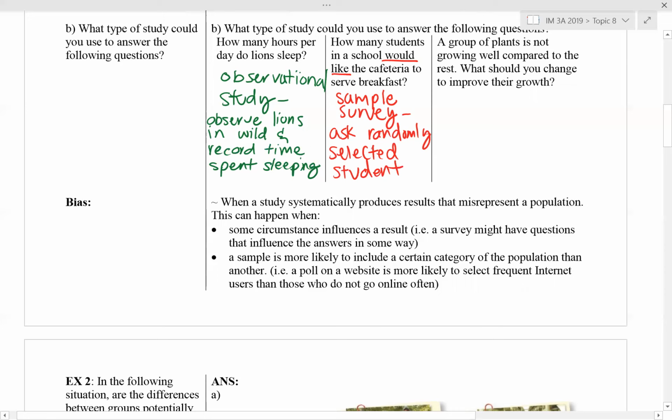Finally, we have a group of plants that is not growing well compared to the rest. What would you change to improve their growth? If you think about a typical science experiment, like changing the music and the light to see how plants grow, that's an experiment. And so what you could do in this case is split the plants into various groups.